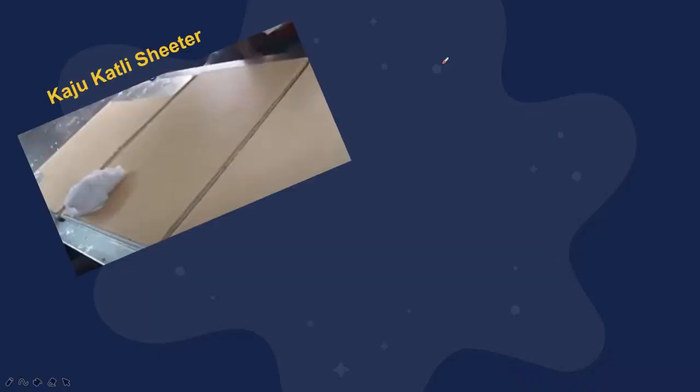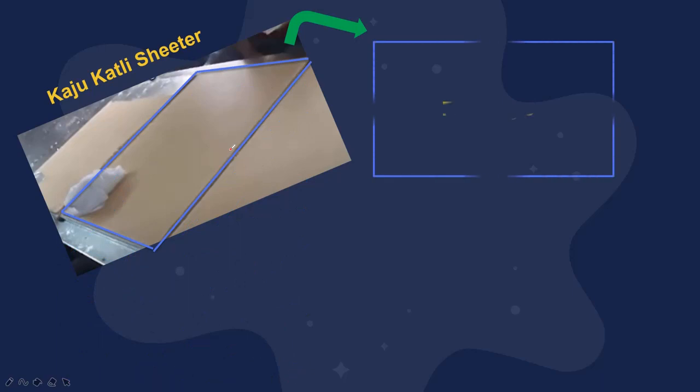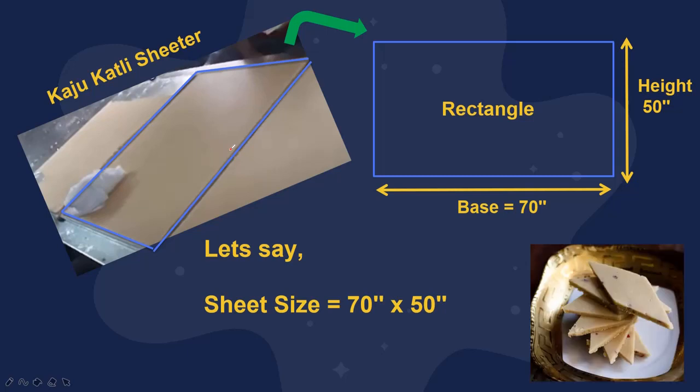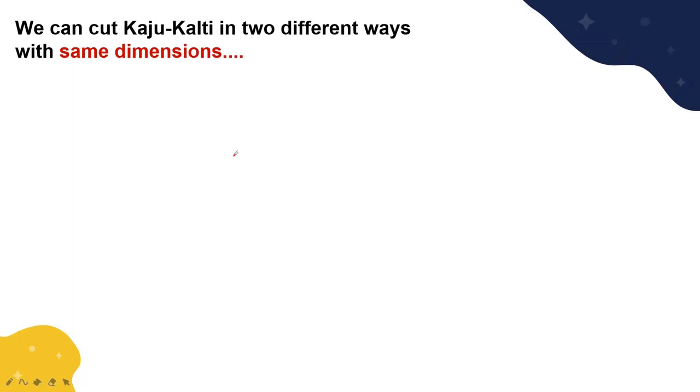So if you see, the Kaju Katli is made in the factory in the form of a sheeter. A sheeter is nothing but a rectangular box. It is like a rectangular shape. Let's assume the size of this rectangle is 70 by 50 inches. Now, if you take one Kaju Katli, let's assume the size of this is 1.5 by 1.8 inches. It is the size of one Kaju Katli. Okay. Now, we can cut the Kaju Katli from this sheeter in two different ways with the same dimensions.